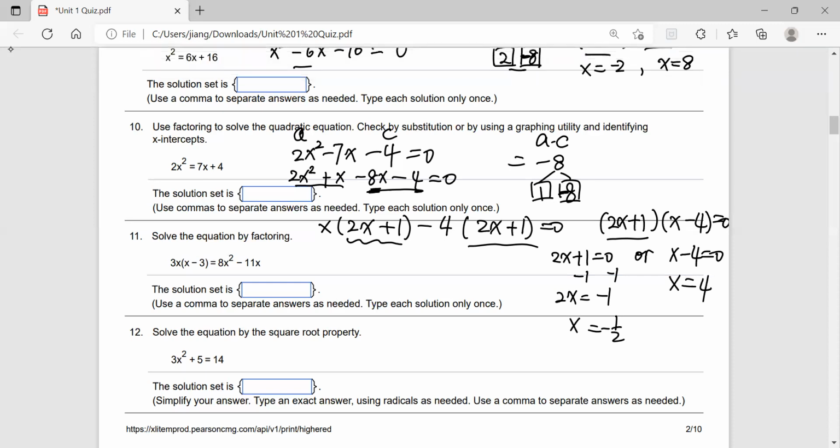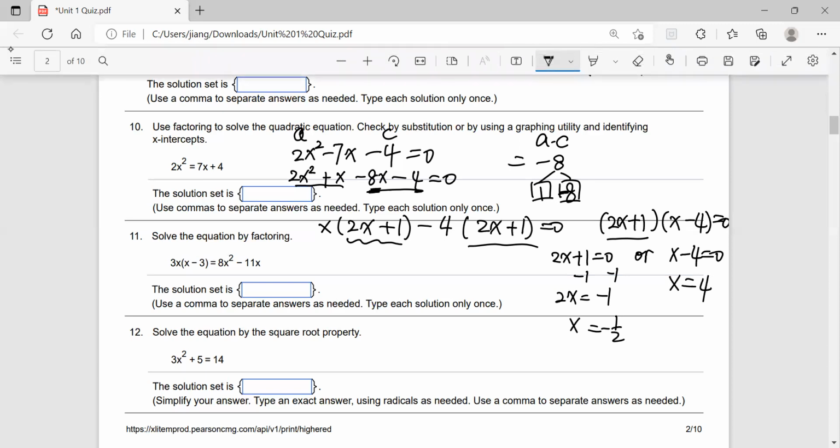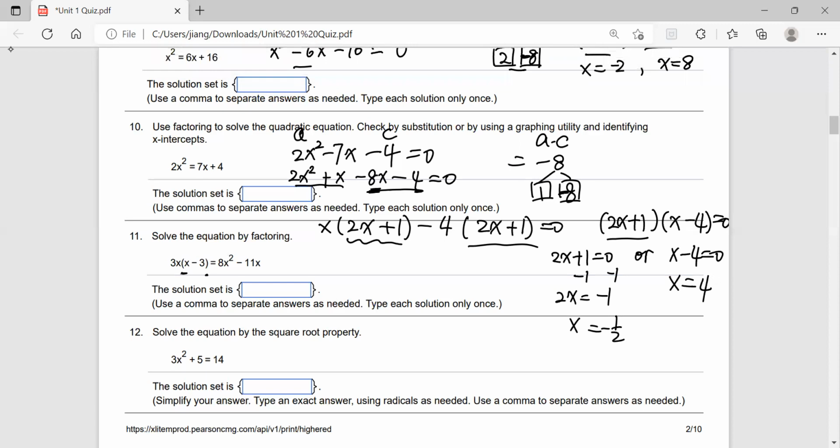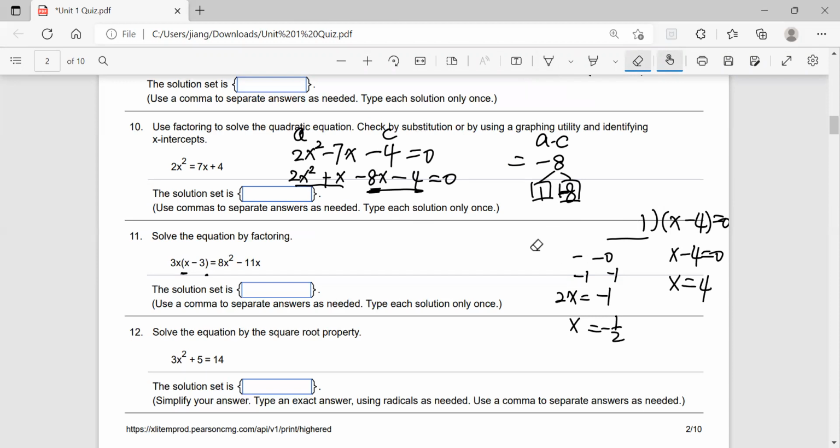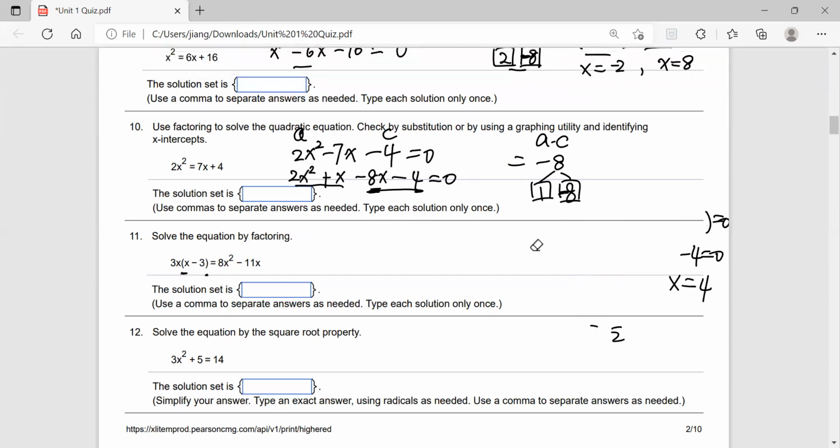And number 11, we should combine the like terms because we must clear the parentheses first. So for this one, I need some space. So you can pause the video and copy down the previous questions' solutions. And then I clear all of this. So let me clear all of this area.